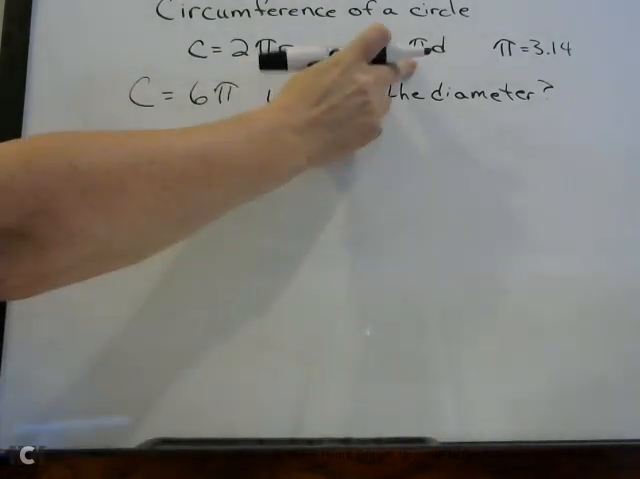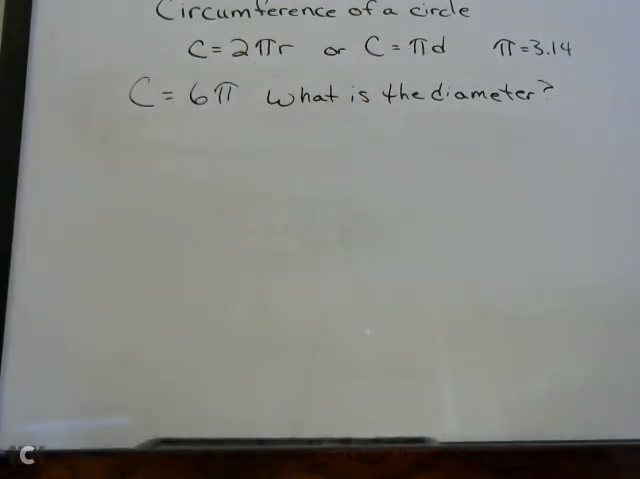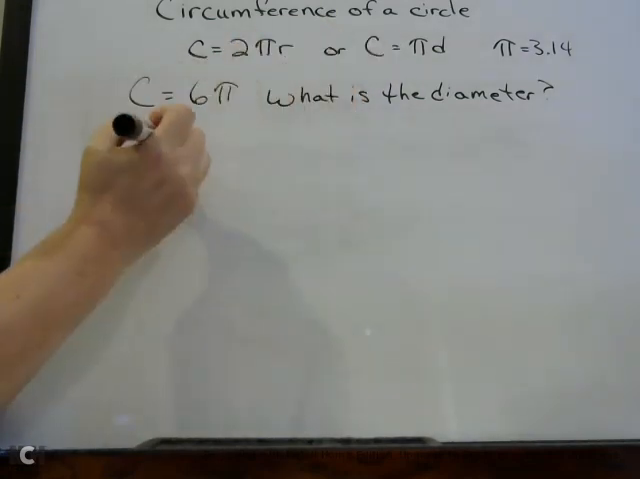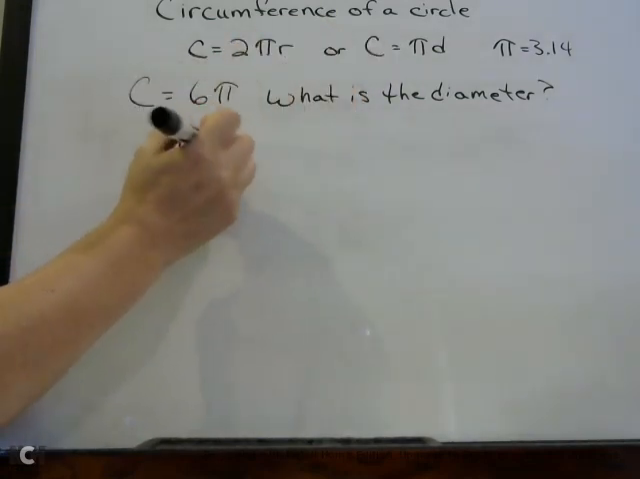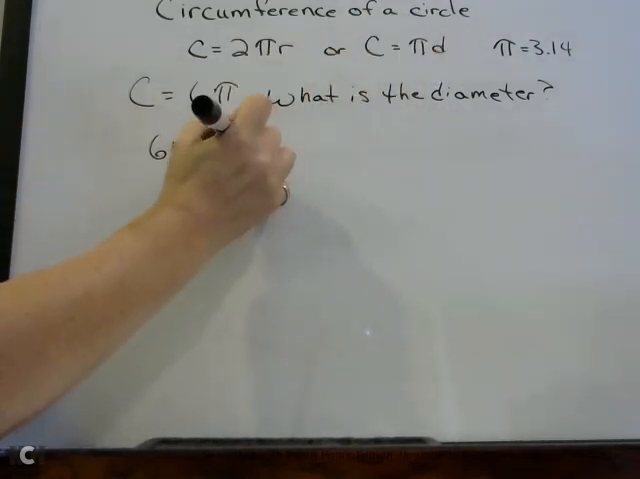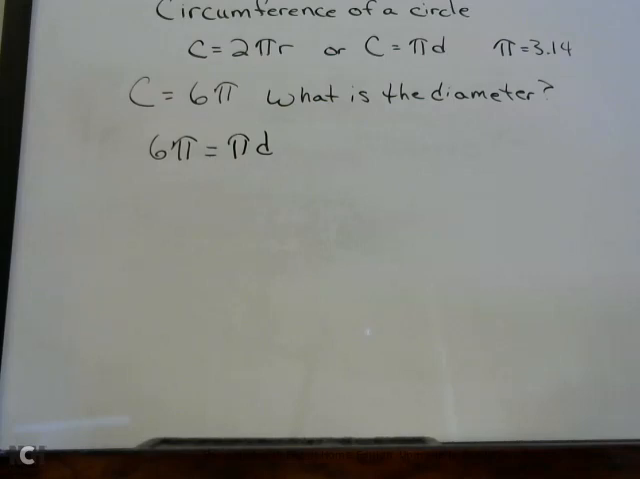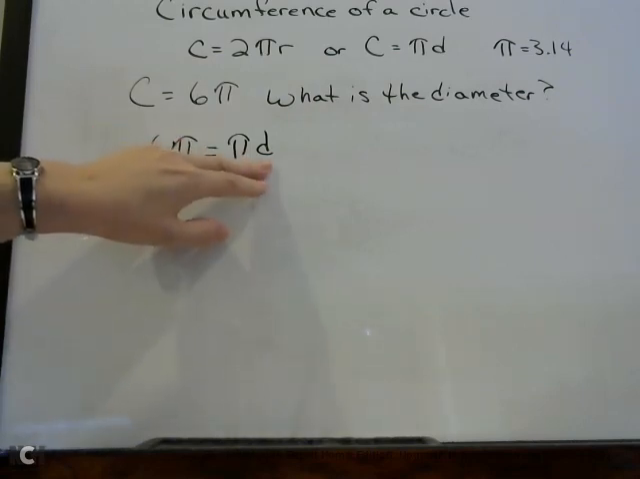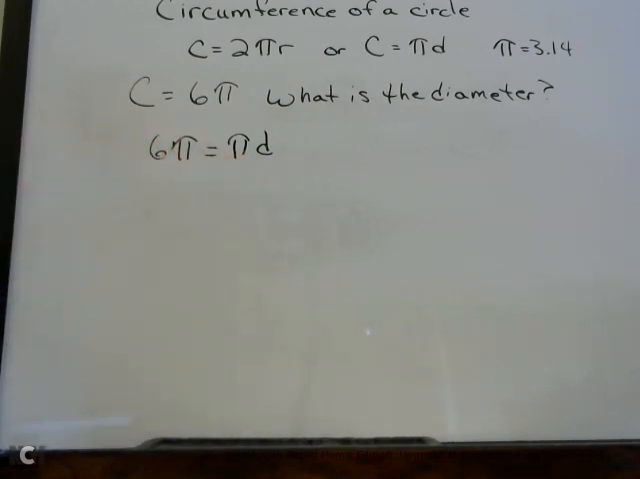So again, we just look to our formula. So circumference equals 6 pi, so C equals 6 pi. C equals pi times diameter. So what is the diameter? You really should be able to just look at this and know that the answer is 6, because 6 times pi equals pi times what? Well, it's going to be 6.